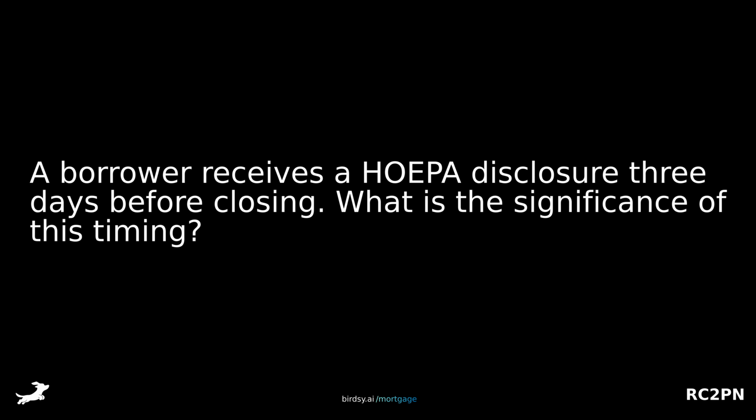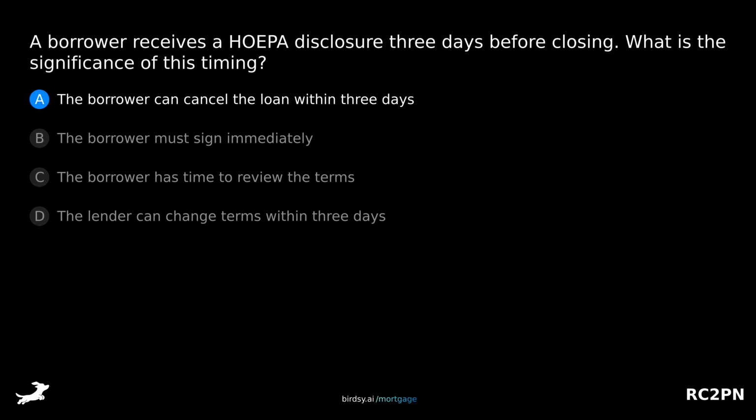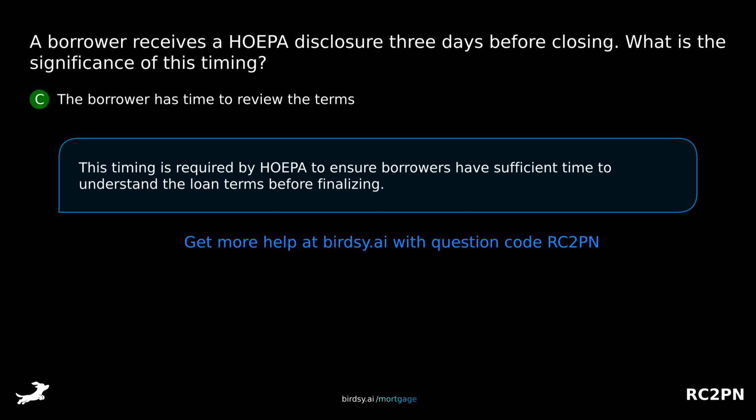A borrower receives a HOEPA disclosure 3 days before closing. What is the significance of this timing? Is it A, the borrower can cancel the loan within 3 days, B, the borrower must sign immediately, C, the borrower has time to review the terms, or D, the lender can change terms within 3 days? The answer is C, the borrower has time to review the terms. This timing is required by HOEPA to ensure borrowers have sufficient time to understand the loan terms before finalizing.